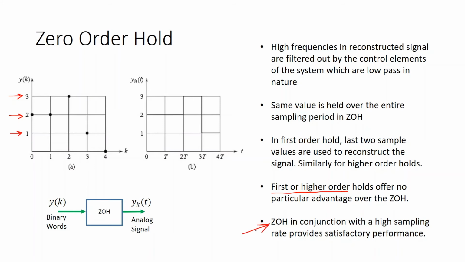If you use a ZOH, the simplest hold, in conjunction with a high sampling rate, then this provides satisfactory performance, as has been observed in all practical systems. And nowadays the sampling rate can be very fast, because transistors and processor speeds have become very fast, in the range of gigahertz also. So there is no issue with low sampling frequencies actually. This is about the generation of the continuous analog signal, which is now fed as the control signal to the plant.